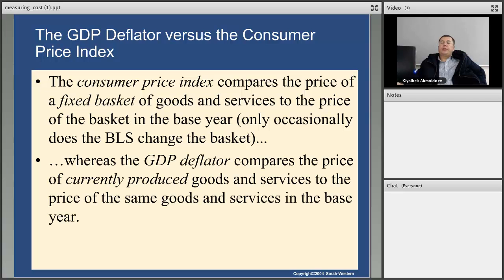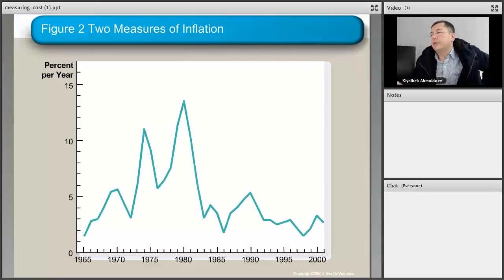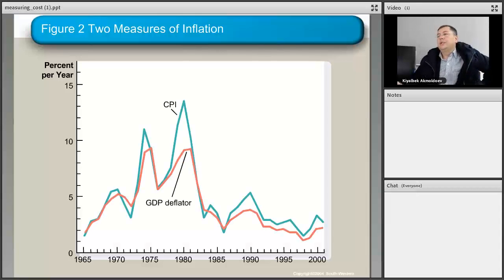Next one, the GDP deflator compares the price of currently produced goods and services to the price of the same goods and services in the base year. So this is also important. We see here the measurement of inflation. It is mostly in the United States. We see this is CPI. Second one is GDP deflator.